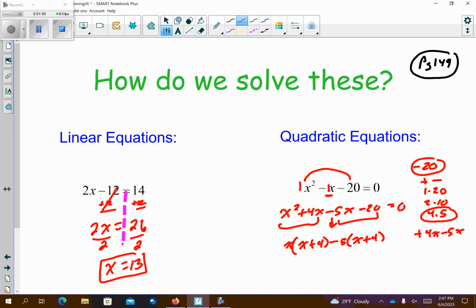So x times x is x squared. x times 4 is 4x. Negative 5 times x is negative 5x. Negative 5 times 4 is negative 20. And so it comes down to this is my factored form.